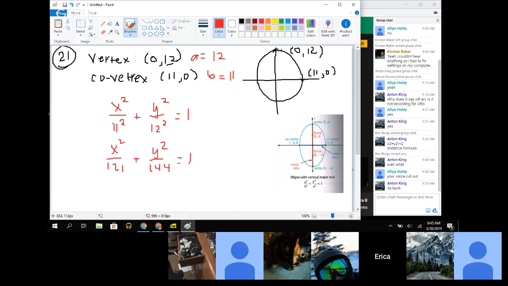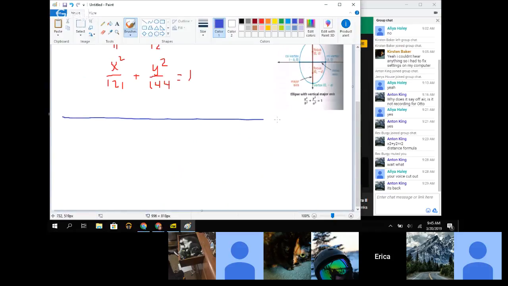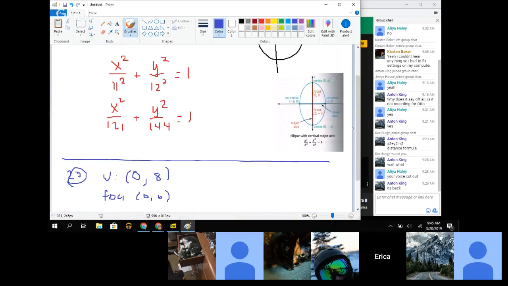Okay. If you look at number 23, they give you that the vertex is at 0, 8, and that the foci is at 0, 6. Well, again, since they told me that the vertex is at 0, 8, that means it's going to be a vertical ellipse, right?